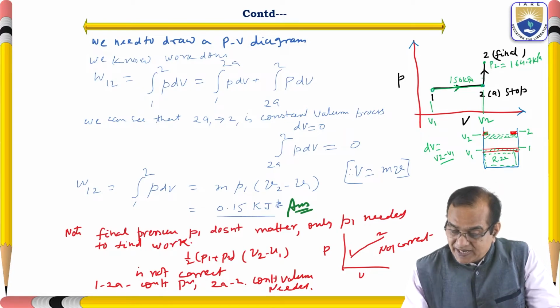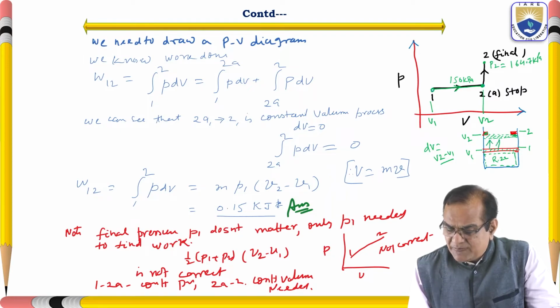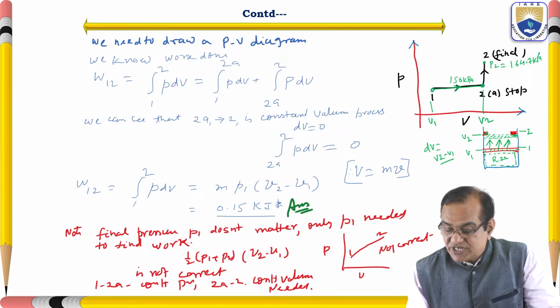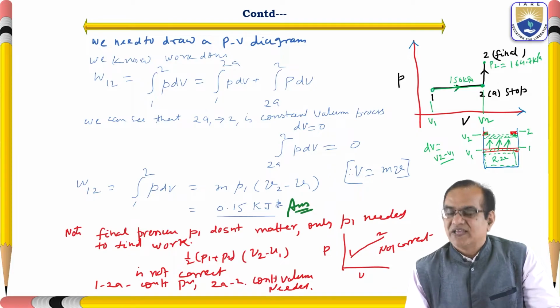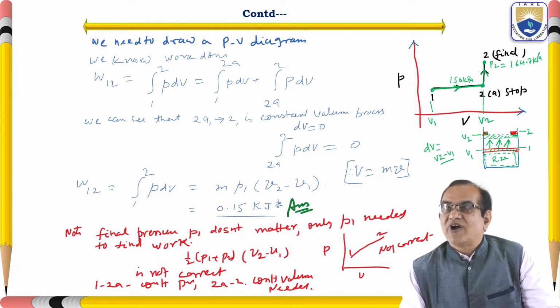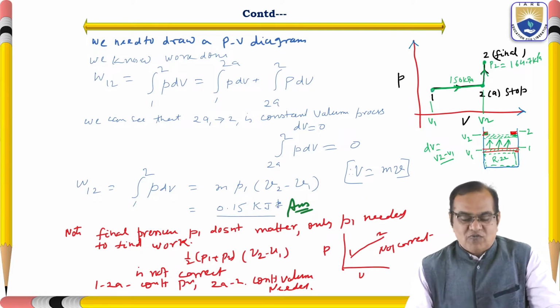After reaching 2A here, the pressure will keep on building until it reaches 164.7, and this is happening at constant volume because now the piston is not moving. So next, 2A to 2 is the final state. In this final state, your pressure is 164.7 kilopascal. So we have to see how the work is done.